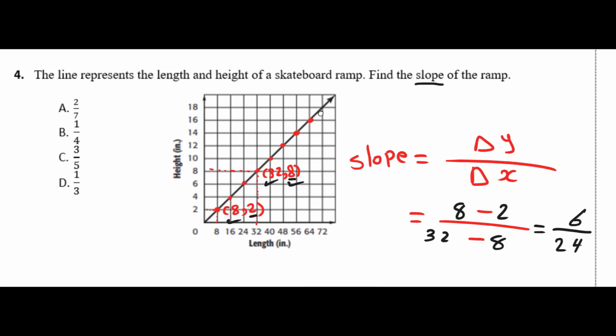After that, you should simplify. Both up and down are divisible by 6. Then 6 divided by 6 will be 1. 24 divided by 6 will be 4. Then the answer will be 1 over 4.